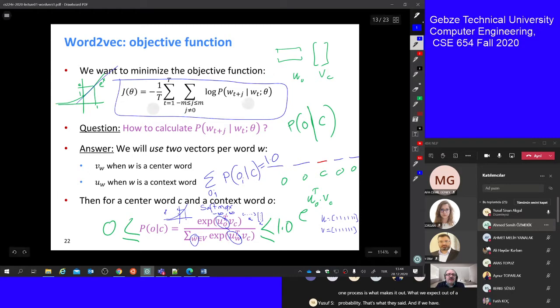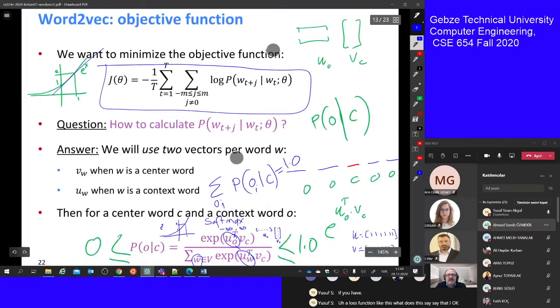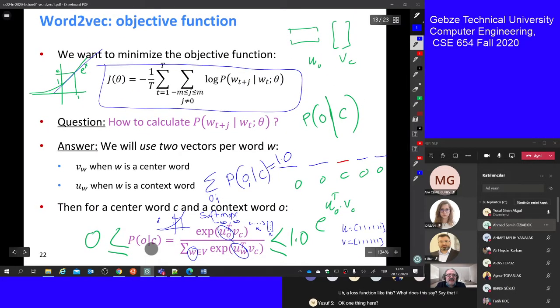And if we have a loss function like this, what does this say? One thing here: P is defined like that. Why are we taking the minus log of this P when we calculate the objective function? Can anybody tell me what the objective function is?